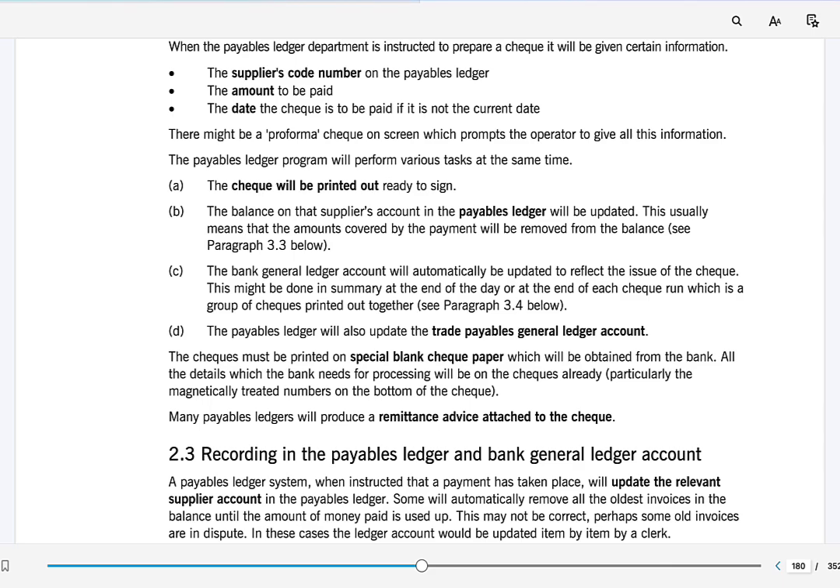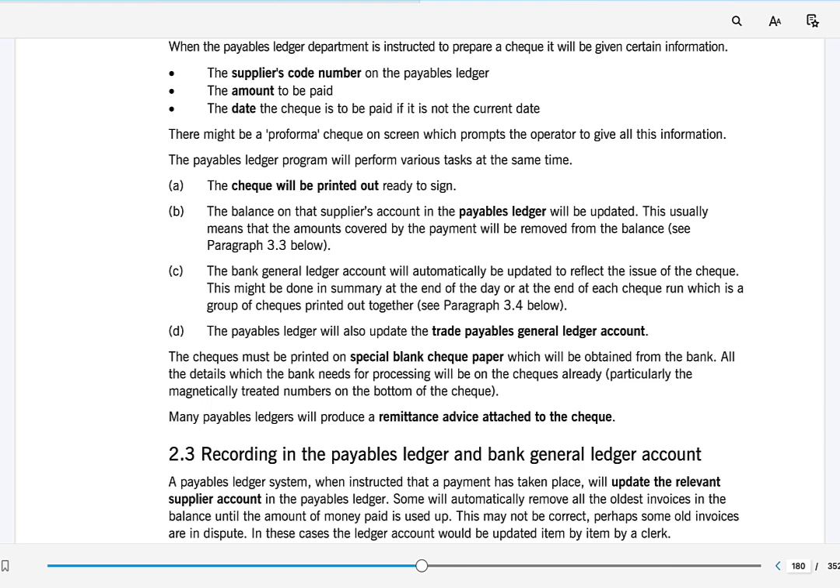Important point. Why are checks printed on special check paper? The book explains that checks must be printed on special blank check paper. This paper is usually provided by the bank. It includes special features, such as the magnetic numbers at the bottom. These are used by the banking system for processing. So the business cannot just print a check on normal office paper. It must be the correct check paper. Otherwise, the bank cannot process it properly.